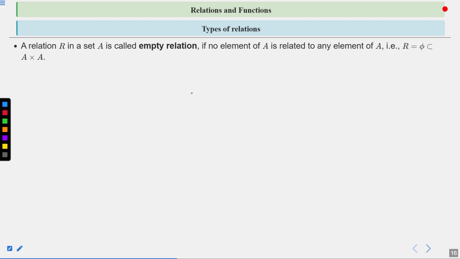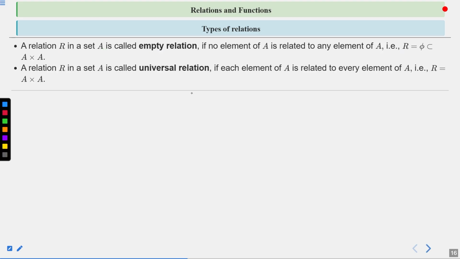Now let's see different types of relations. First, the empty relation. What do we mean by empty relation? If a relation R in a set A is given, meaning the domain set and codomain set are the same, then our relation R is a subset of the Cartesian product A cross A. An empty relation is simply one in which no element of A is related to any element of A. Clear?